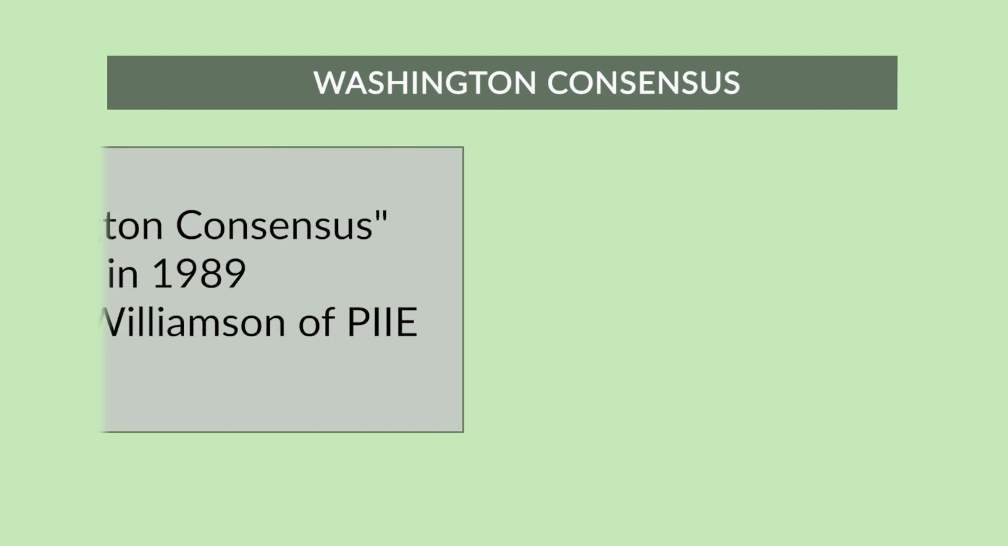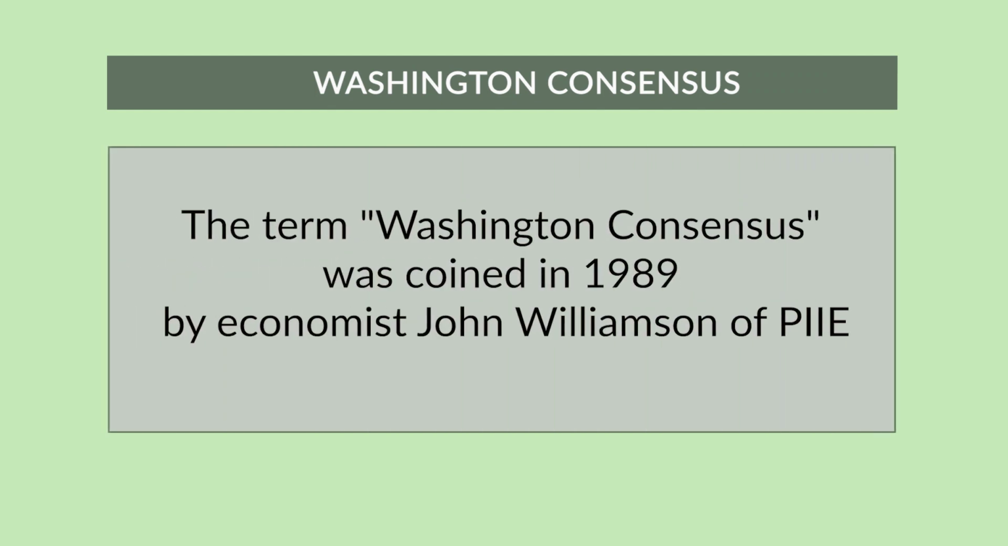Let us now try to understand what the Washington Consensus is and how it evolved. The term Washington Consensus was coined in 1989 by the very famous economist John Williamson. It is a list of 10 policy prescriptions for improving economic performance in Latin American countries.